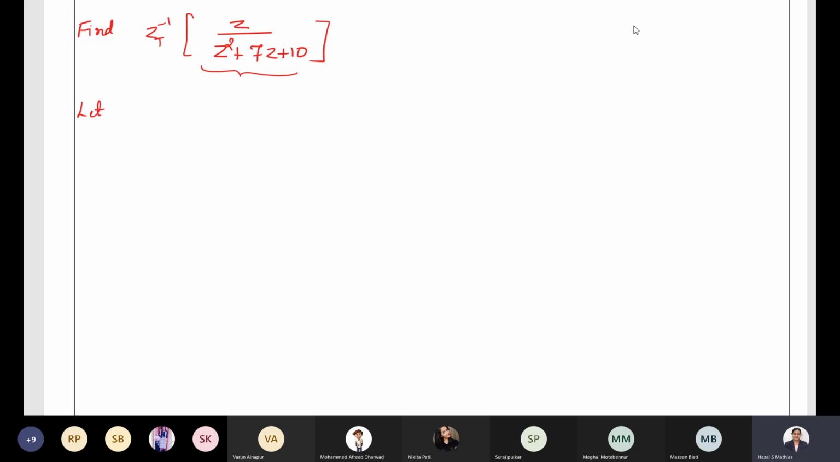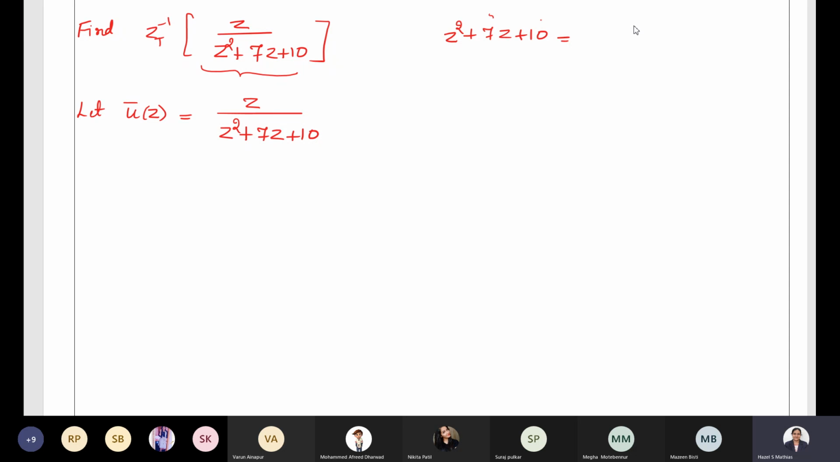First step, what we need to do, let U bar of Z is equal to Z divided by Z square plus 7Z plus 10. Okay, now see the denominator. This is not in terms of linear factors, but we can split it into linear factors. Z square plus 7Z plus 10, the denominator is not a product of linear factors, that's why we can split this as a product of linear factors. Either you can find the roots, and by finding the roots, you can write them as a product of linear factors, or you can check this.